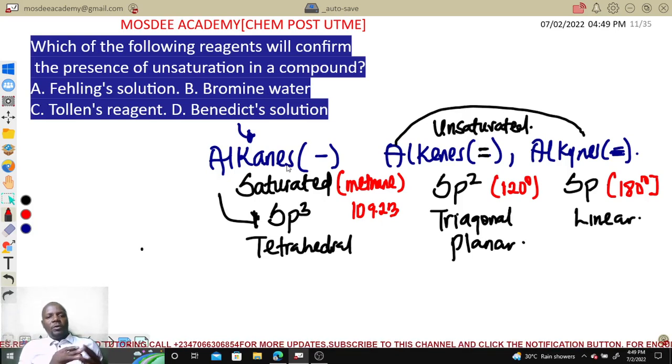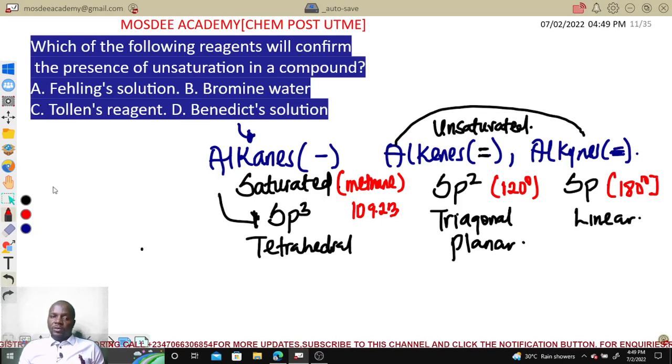Now, which of the following reagents will confirm the presence of unsaturation? That is alkenes and alkynes. If you want to test that, because alkanes don't have vacant space, vacant orbitals, and because there are no vacant orbitals in them, they don't undergo addition reactions. Most of the reactions common to them is what?